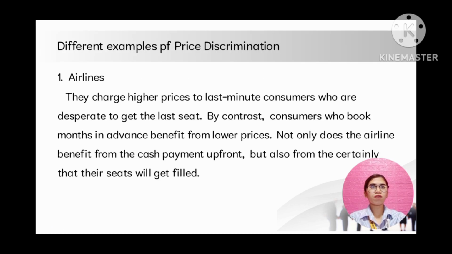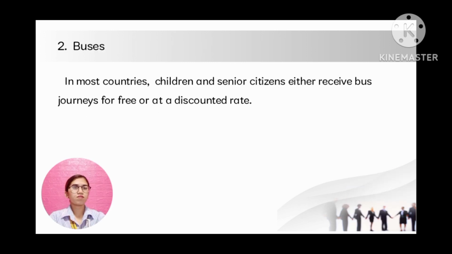Different examples of price discrimination. First is airlines. The airline industry is a classic example of price discrimination. They charge higher prices to last-minute consumers who are desperate to get the last seat. By contrast, consumers who book months in advance benefit from lower prices. Not only does the airline benefit from the cash payment upfront, but also from the certainty that their seats will be filled.